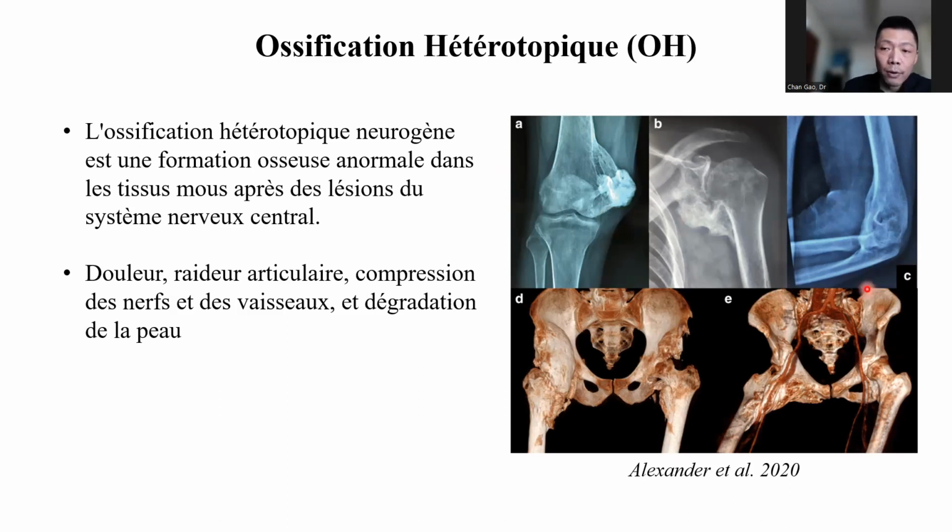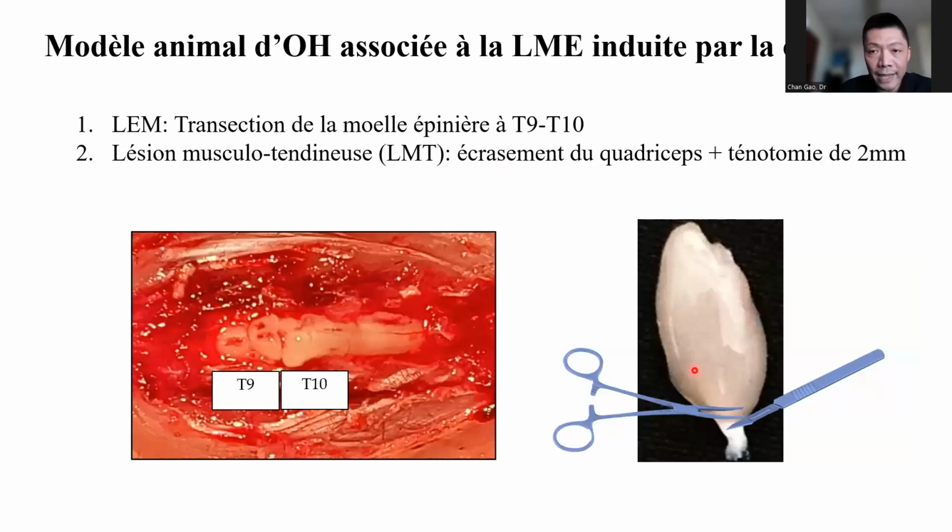This abnormal bone in the muscle and the tendon can cause multiple problems, including pain, joint stiffness, compression on the nerves and the vessels causing ischemic change, and the abnormal bone formation can also cause skin breakdown. This is a big problem for patients with spinal cord injury. I developed a novel mouse model of spinal cord injury-associated heterotopic ossification. I first performed a spinal cord transection at T9 and T10. At the same time, I introduced a muscle tendon injury at the quadriceps.